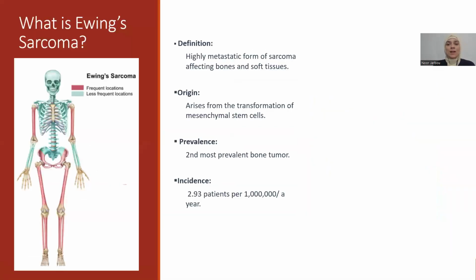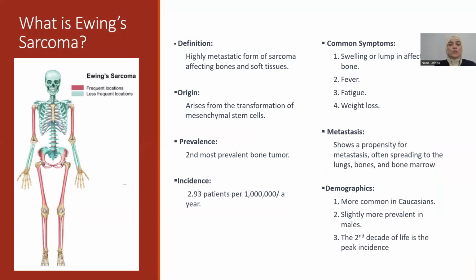Ewing sarcoma is a highly metastatic tumor that originates from a transformation of mesenchymal stem cells and affects both bones and soft tissues. It's documented as the second most prevalent bone tumor, with an incidence of nearly 3 patients per million every year.